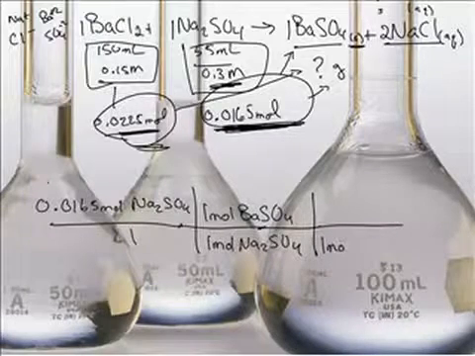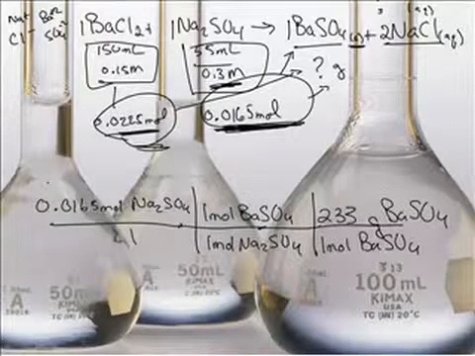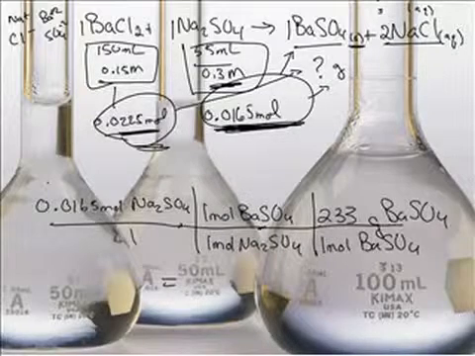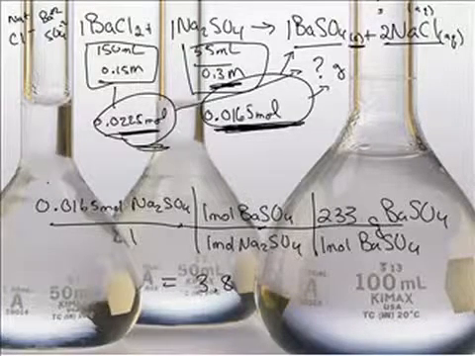And now we simply do the molar mass of the barium sulfate, 1 mole of BaSO4 to the grams of BaSO4. Turns out when you add it up, it adds up to 233, Ba plus S plus 4 O's. So now we just take our number, 0.0165 times 1 divided by 1 times 233. And you get 3.85 grams of barium sulfate.